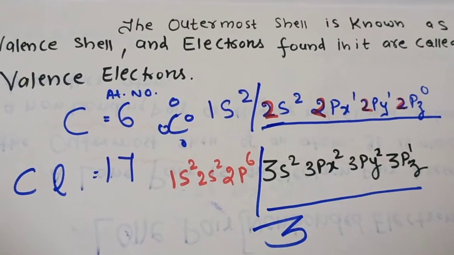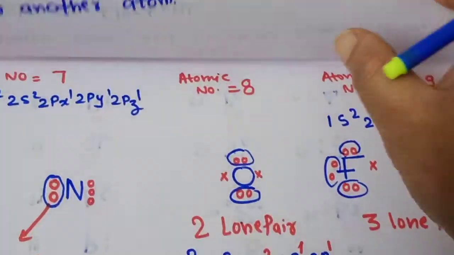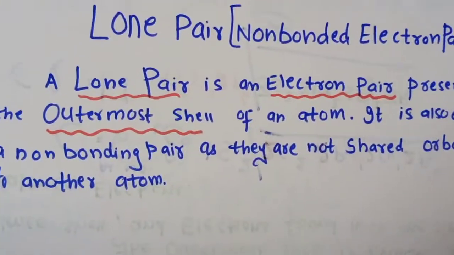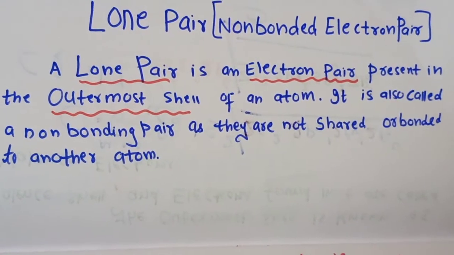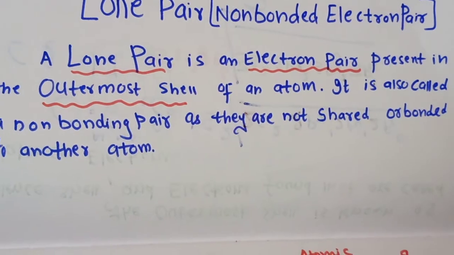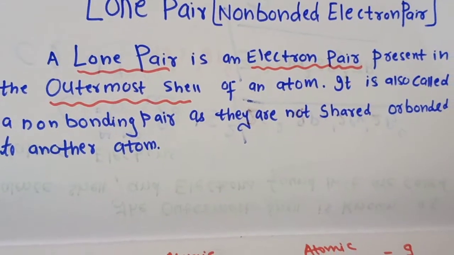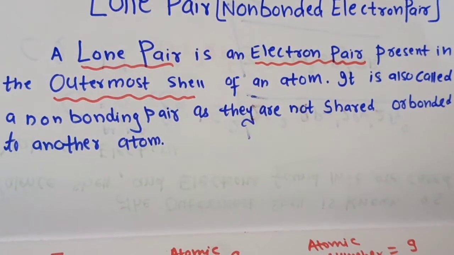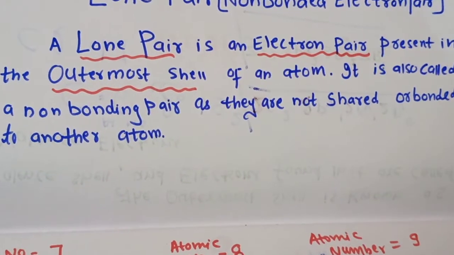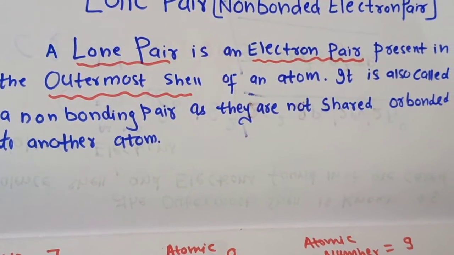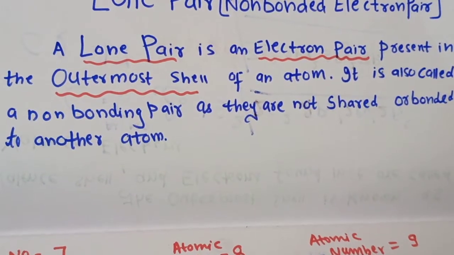Now let us see what our lone pair of electrons are. As I already discussed what the valence shell is, what are the lone pair of electrons? A lone pair is an electron pair present in the outermost shell of an atom. It is also called a non-bonding pair of electrons as they are not shared or bonded to another atom.